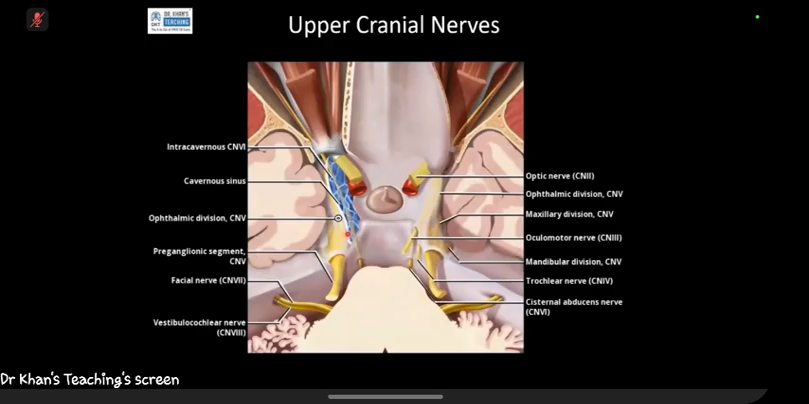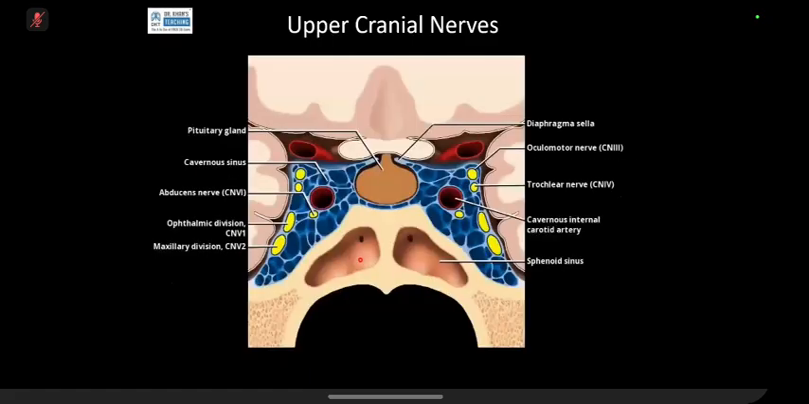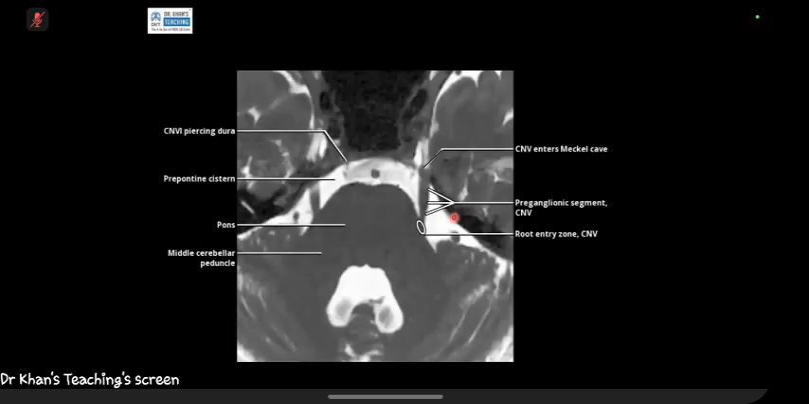You can see from here these two pass into the cavernous sinus. This is the cavernous sinus, and this is the cavernous sinus, and we can see the nerves passing, the V1, V2 passing in the lateral wall of the cavernous sinus, and the internal carotid artery also. Now, this is the CISS sequence.